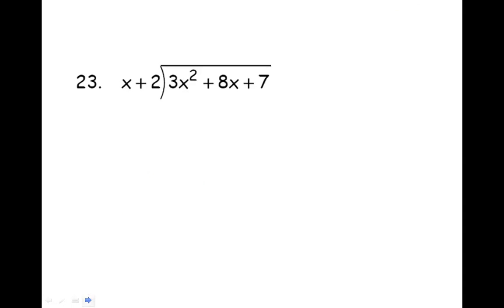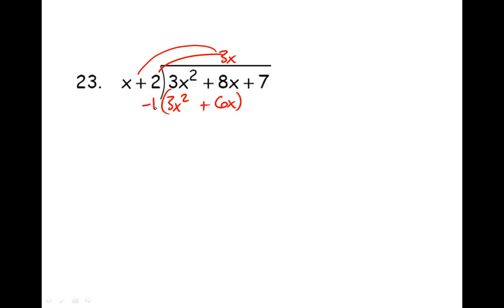Here we want to do long division of polynomials. So to do that, we first ask ourselves, what do we multiply x by to get 3x squared? We multiply by 3x. I put the 3x over its like term, so I put the 3x over the 8x, and then I go ahead and multiply. 3x times x is 3x squared. 3x times 2 is 6x.